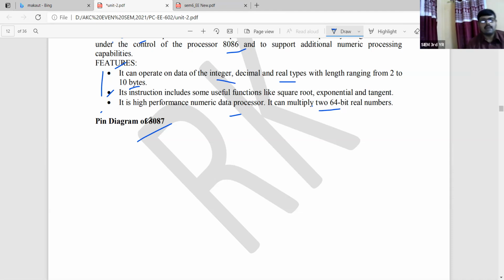Point number 2, its instructions include some useful functions like square root. These are the new things that we are finding in the 8087, because that is a dedicated type of numeric processor. Its instructions include useful functions like square root, exponential, and tangent. Point number 3, it is a high performance numeric data processor. It can multiply 64-bit real numbers. That is a really remarkable point. We can multiply 64-bit real numbers using this high performance numeric data processor, that is the 8087.